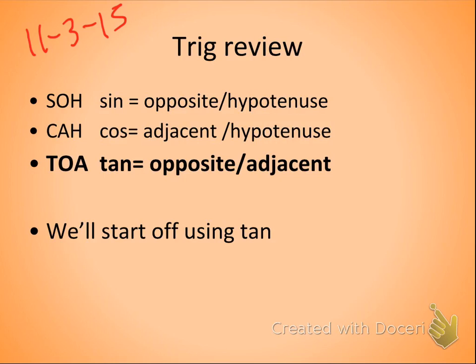SOHCAHTOA. So sine is the ratio of the opposite side of any angle to the hypotenuse. So if we're looking at this angle, that is the opposite. And of course, you all know what the hypotenuse is. That's your hypotenuse right there. So sine is the length of the opposite over the length of the hypotenuse.